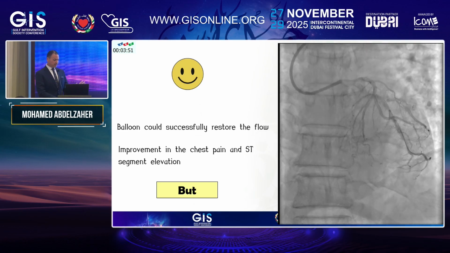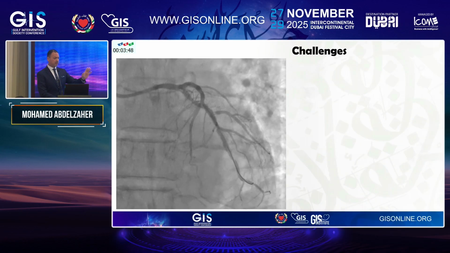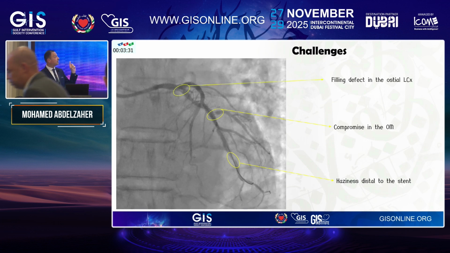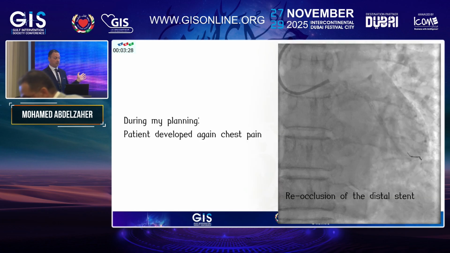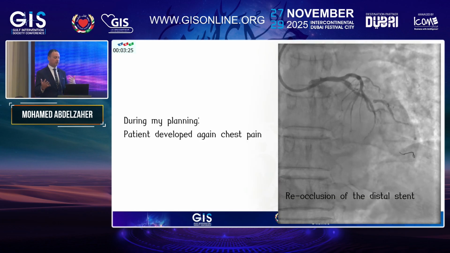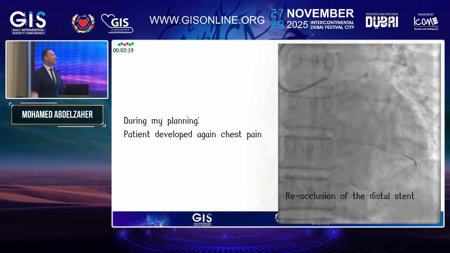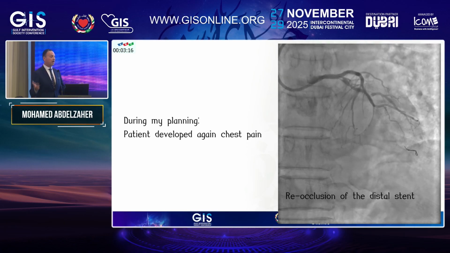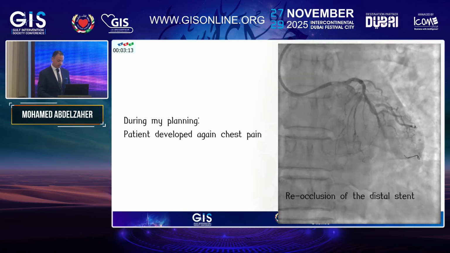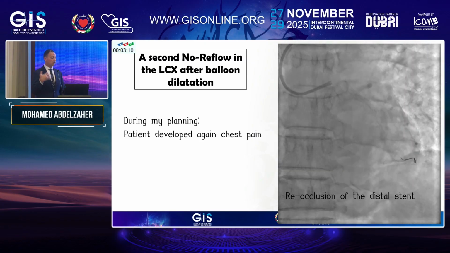So with this, I still have challenges. The patient looks fine, but you can notice at the distal of the stent, just distal to the stent where my balloon touched, I have some haziness. And I have this compromise in the OM, which was not there at the start. And much more important, I have a filling defect at the mouth of the circ, which was not there from the start. So before discussing with my colleagues what to do, I will plan, and then all of a sudden the patient develops again severe chest pain, another no reflow, and there is another re-occlusion in the circumflex.